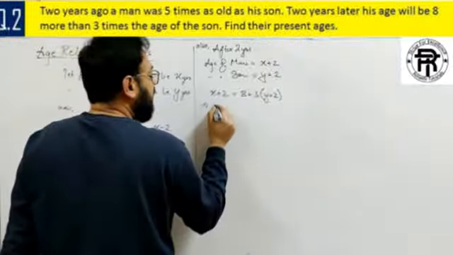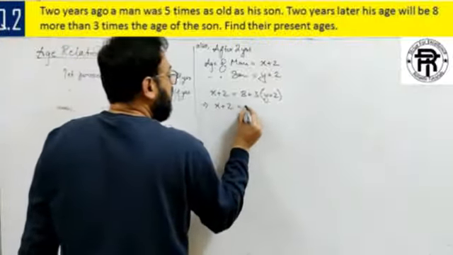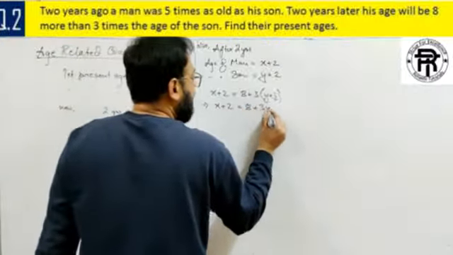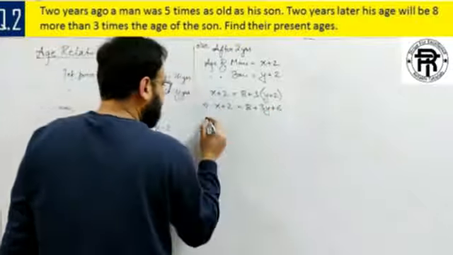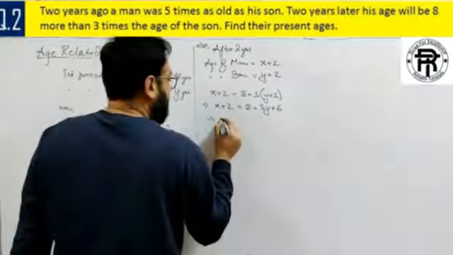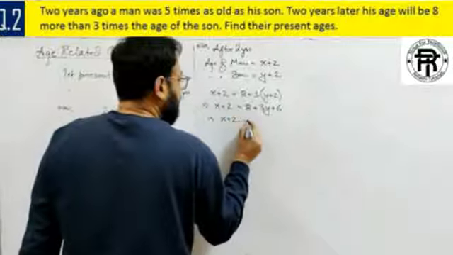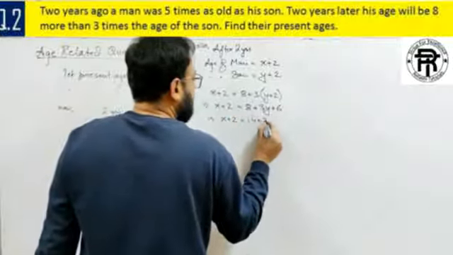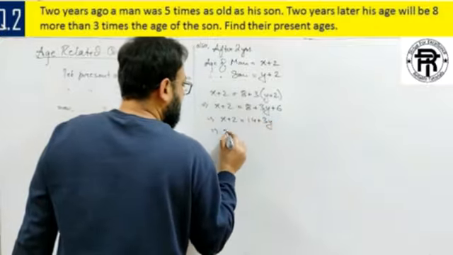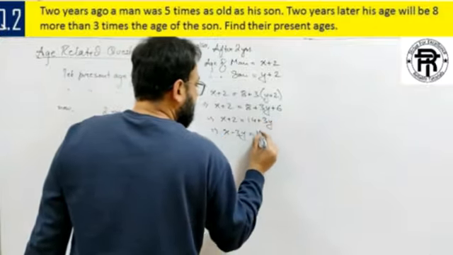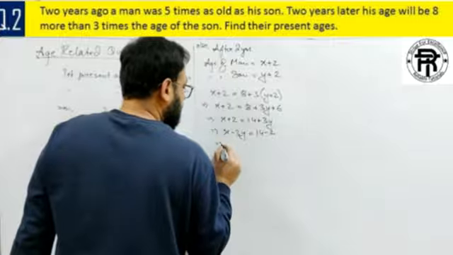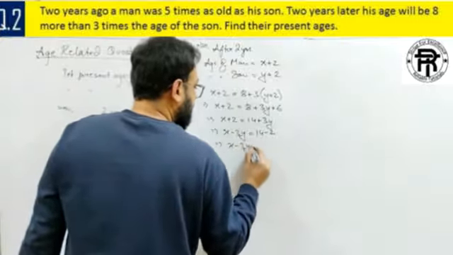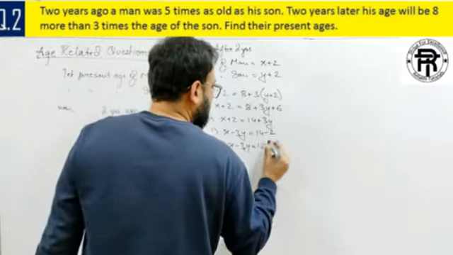Now let's try to simplify this. That is x plus 2 is equals to 8 plus 3y plus 6. That is x plus 2 is equals to 8 plus 6 is 14 plus 3y. That is x minus 3y is equals to 14 minus 2. X minus 3y is equals to 12. That is your second equation.